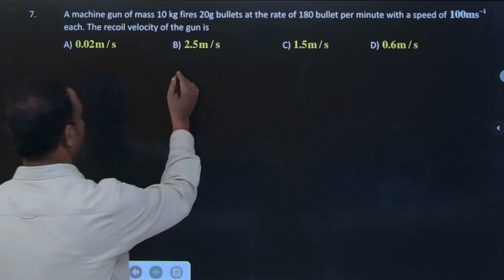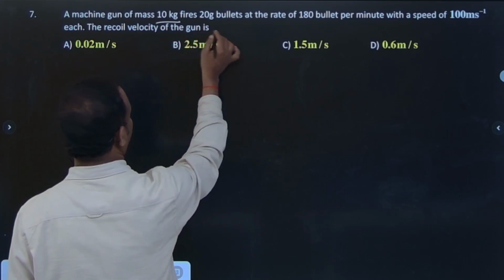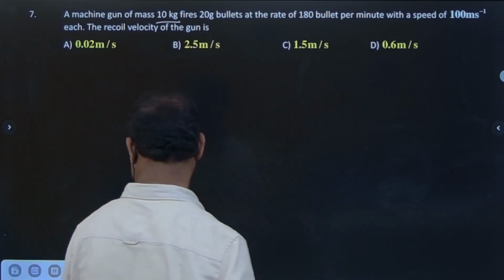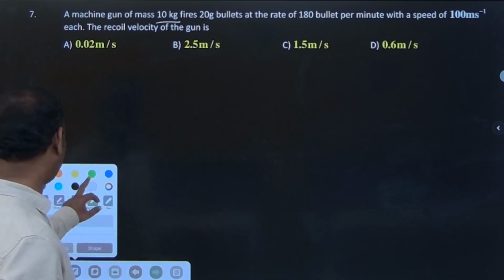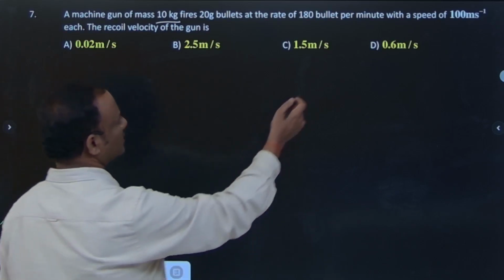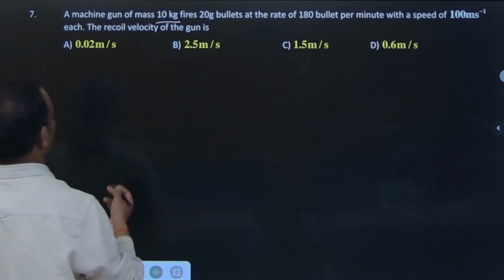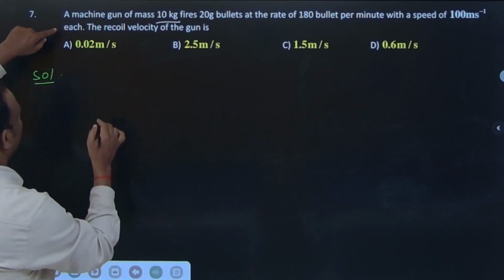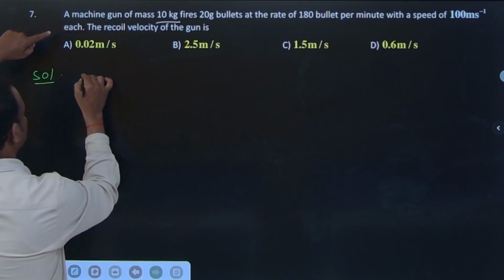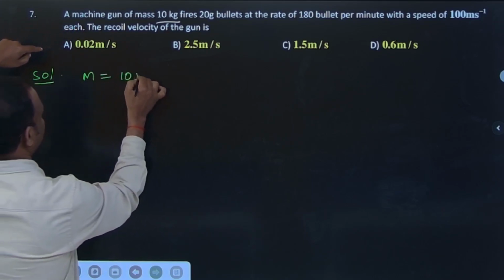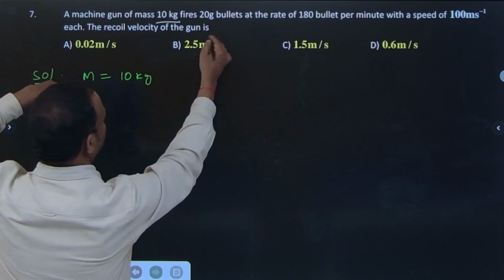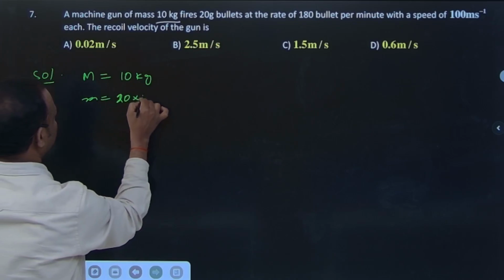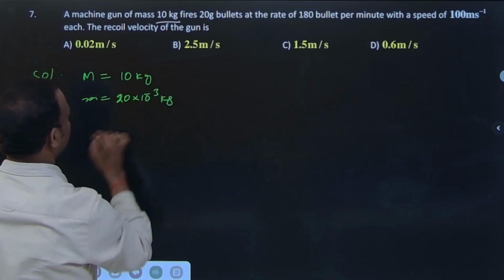A machine gun of mass 10 kg fires 20-gram bullets at the rate of 180 bullets per minute. Same as the model question we just now completed. So just to check about this. First, what you do on this machine gun of mass: mass of the machine gun is equal to 10 kg. And bullet mass is what? Mass of bullet is 20 into 10 power minus 3 kg.